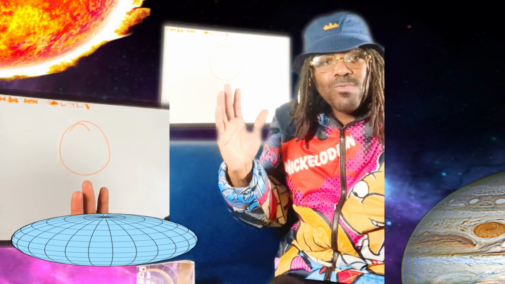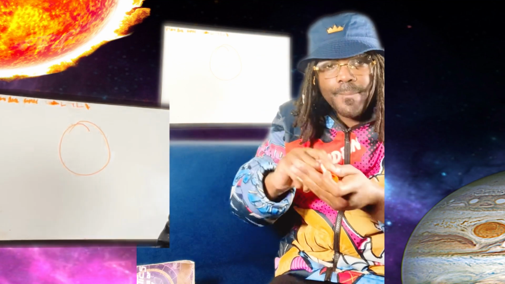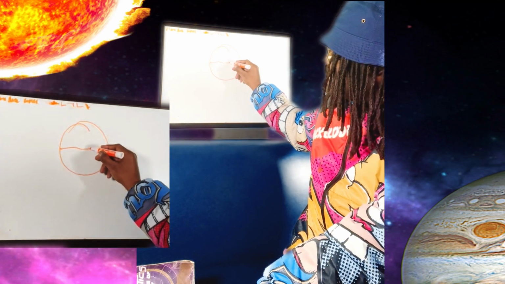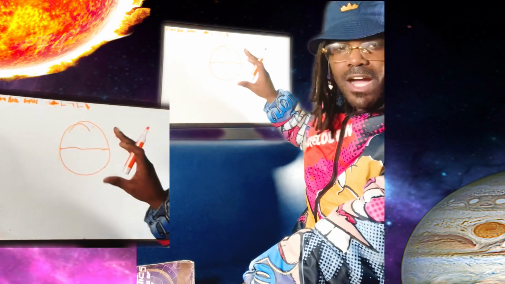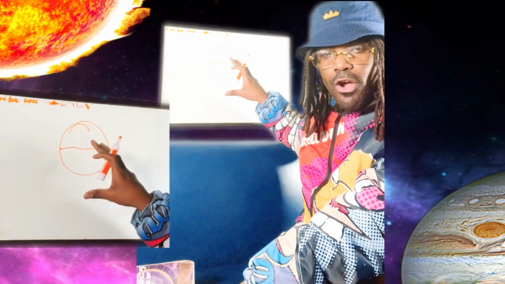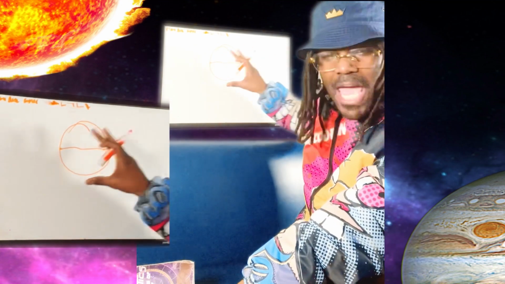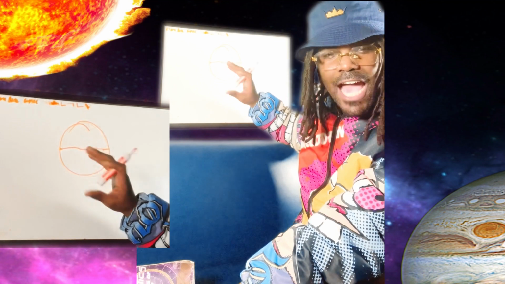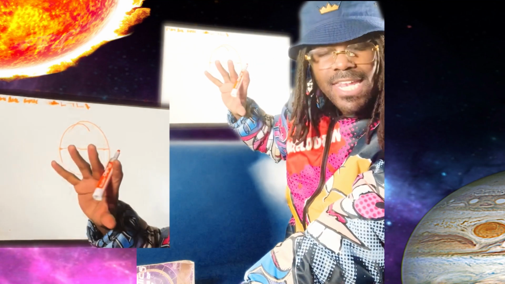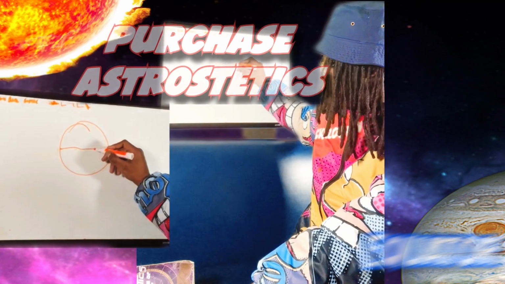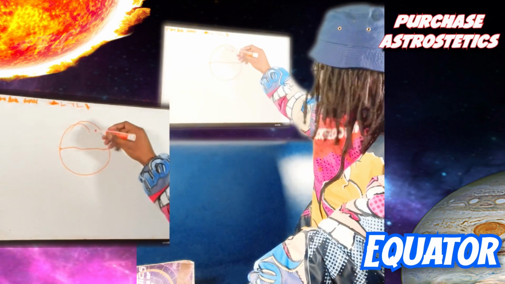An oblate spheroid, let's say you have a ball and we squish it, right? Let's say we take a ball and we squish it, right? Now let me show you something. When we take the Earth and insert a disc into the middle of the Earth, we take a plane. Listen, y'all, in Astrostetics, we take a plane and we jam it into the middle of the Earth. And then we have the equator, all right?